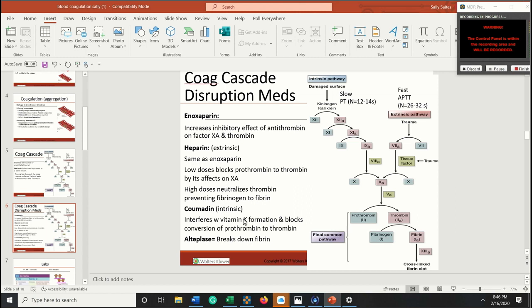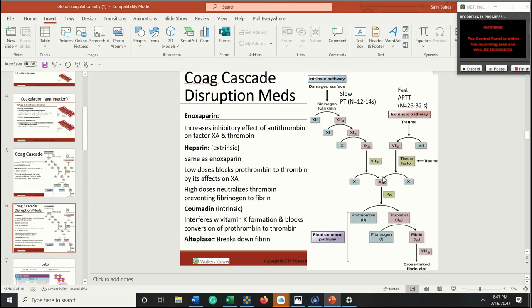These are some major medications that we use. We use enoxaparin, otherwise known as Lovenox. What that does is it works on factor XA and the thrombin. So factor XA and the thrombin. And basically this is not breaking down a clot. All enoxaparin is doing is trying to help prevent that clot from getting bigger.